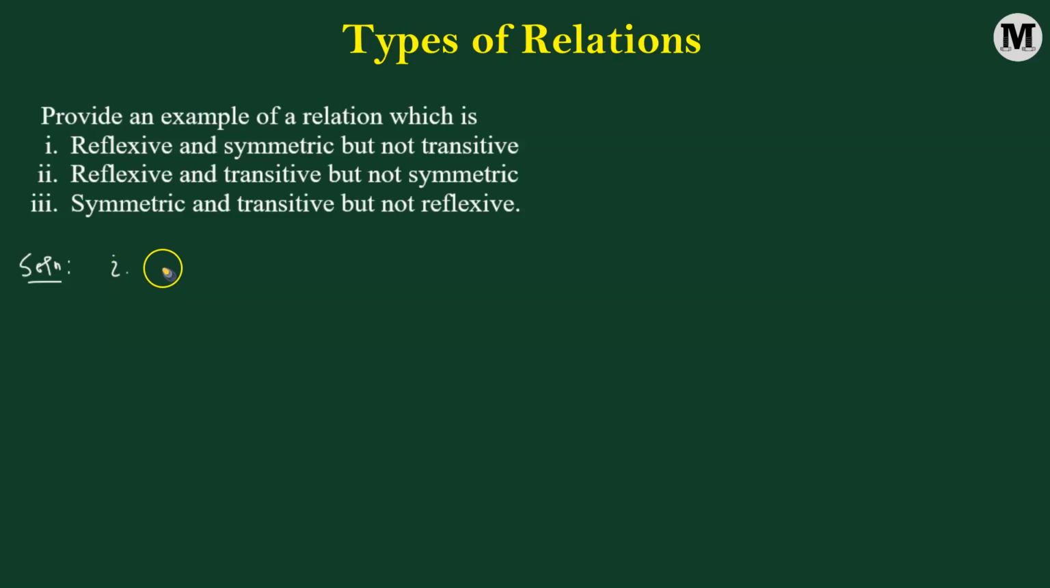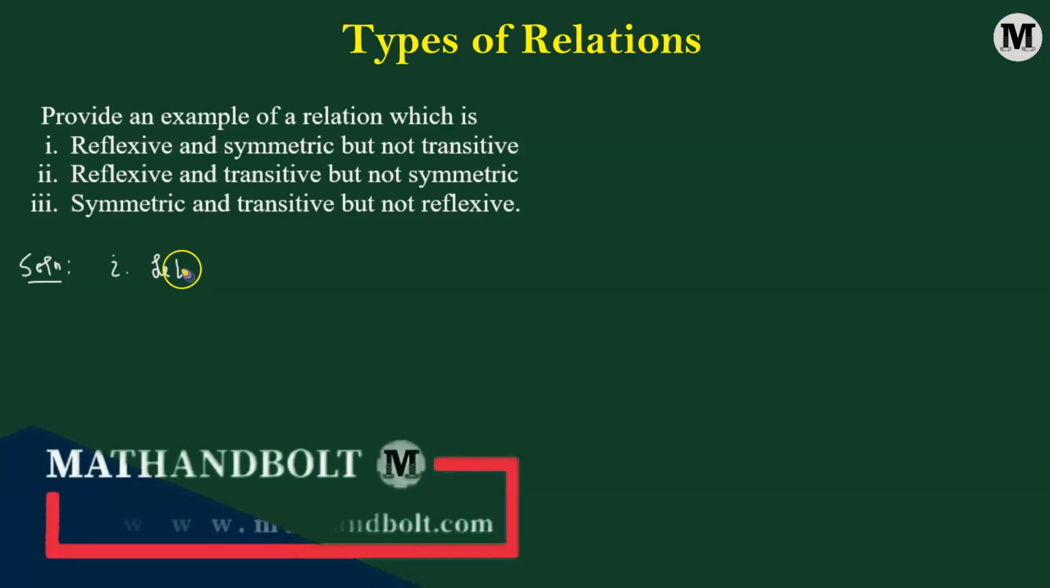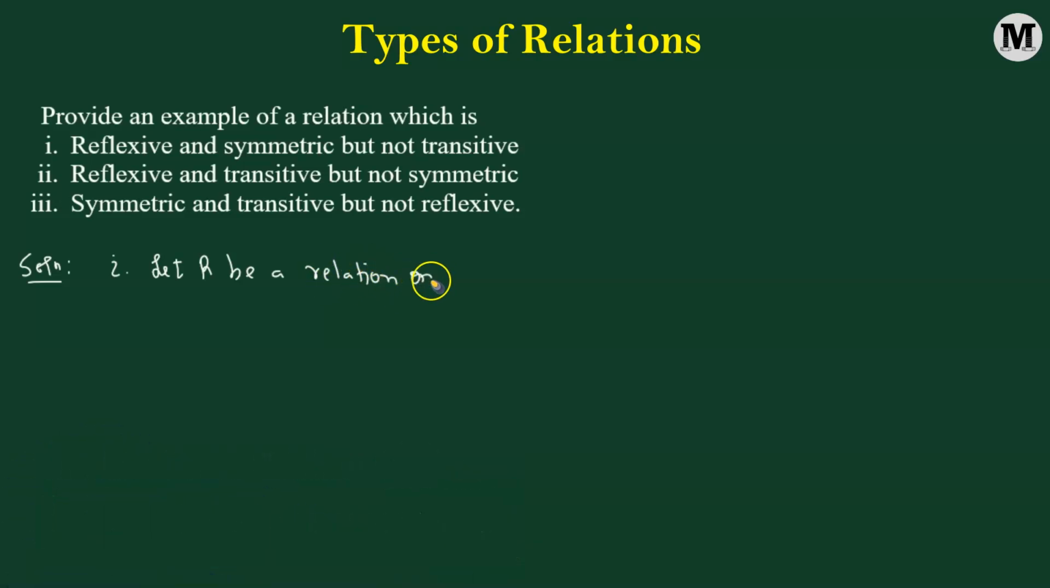We'll try to define a relation which is going to be reflexive and symmetric, but it is not going to be transitive. So let us suppose that R is a relation on A. Now when we say that R is a relation on A, this simply means that the relation R is going to be a subset of the Cartesian product of the set A with itself. That is what we mean.